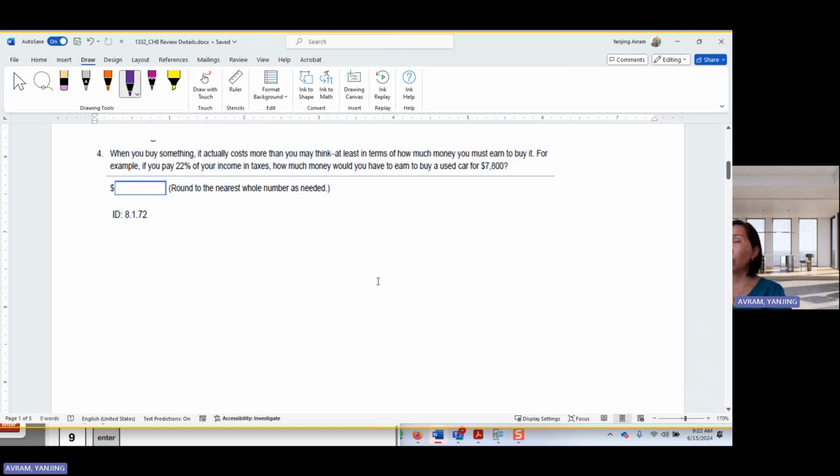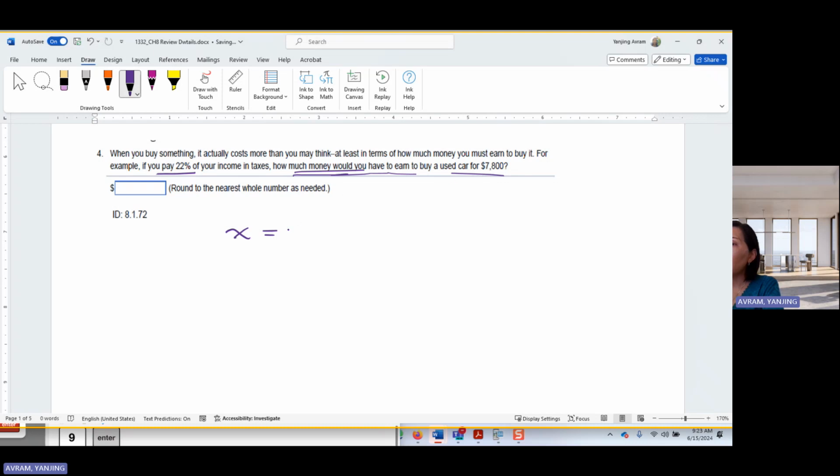Since you have to pay 22% in income tax, the money you will have to earn to buy a used car is unknown. So how much money do you have to earn to buy a used car? We can always set the unknown as X. So I need to earn X amount in order to buy this one, right?